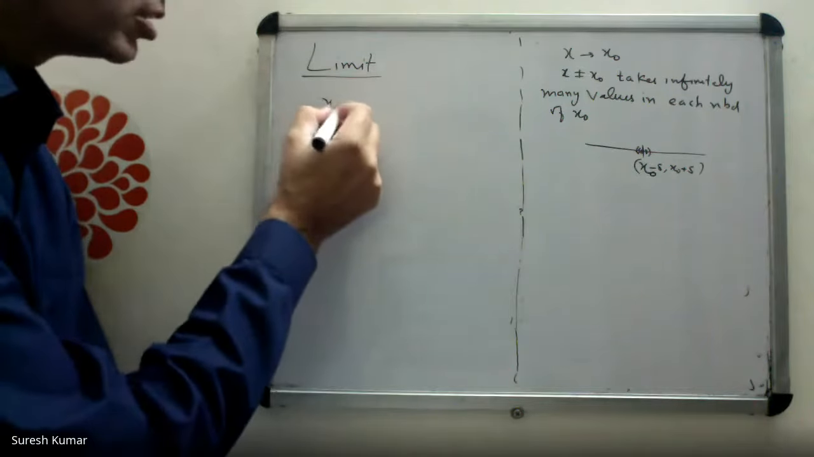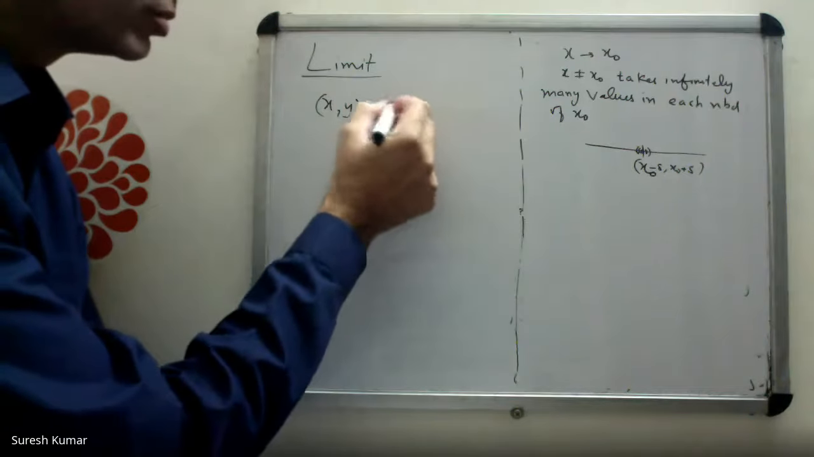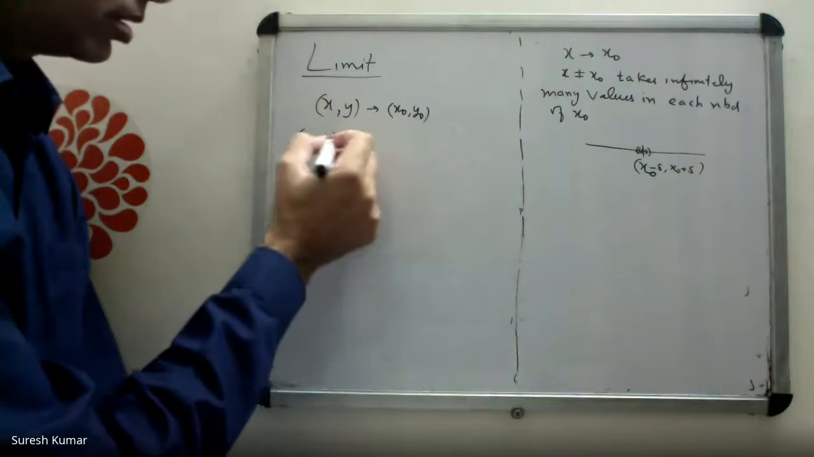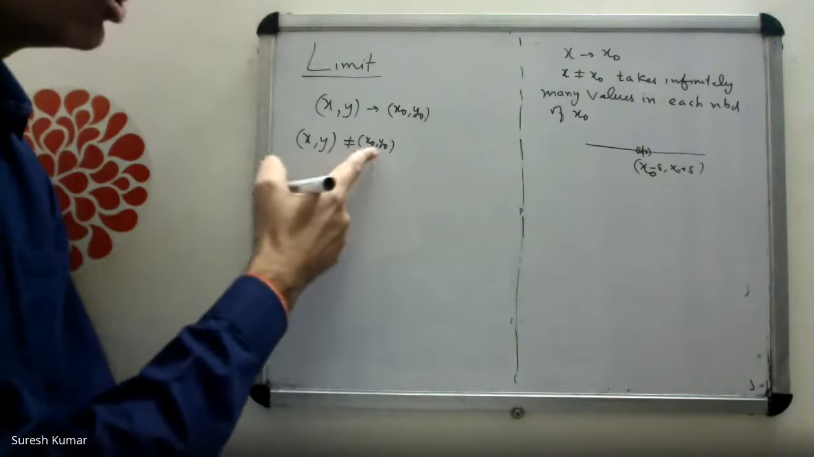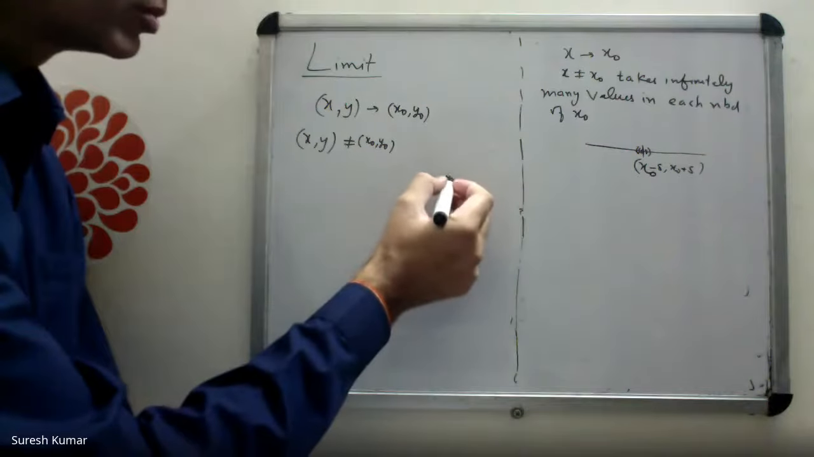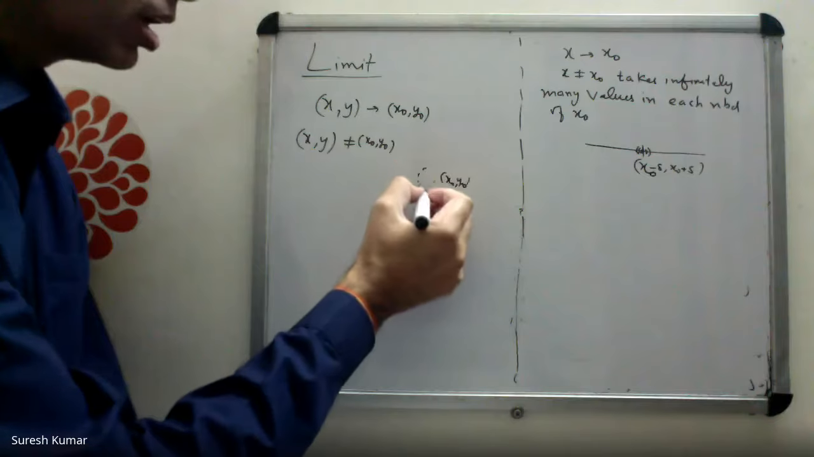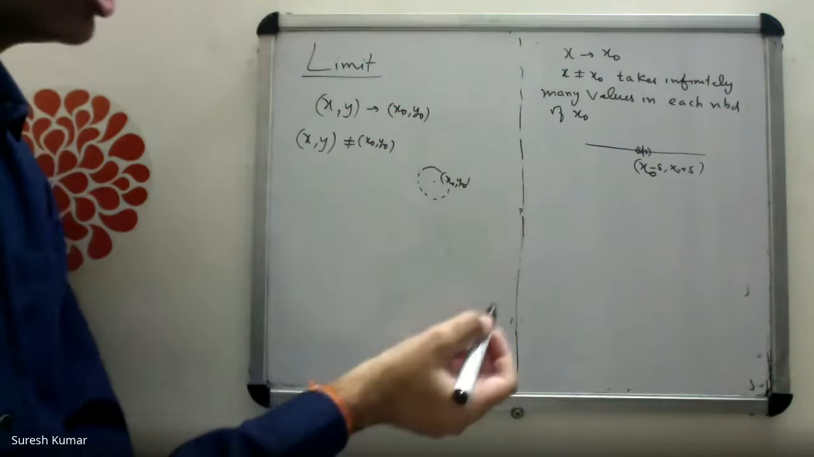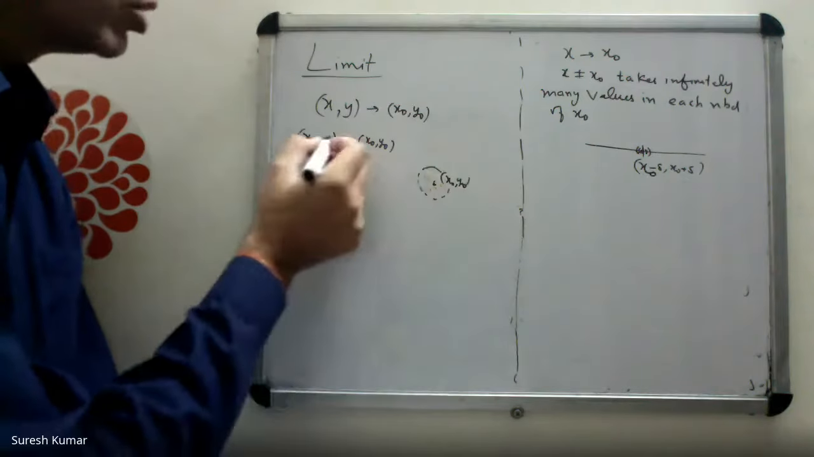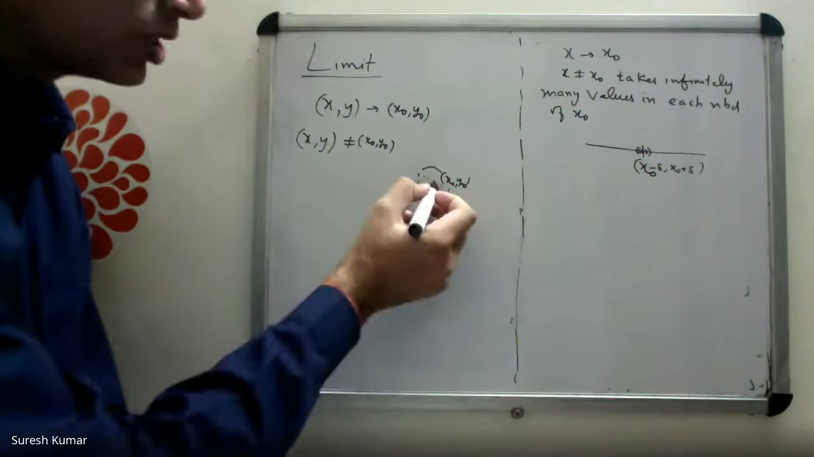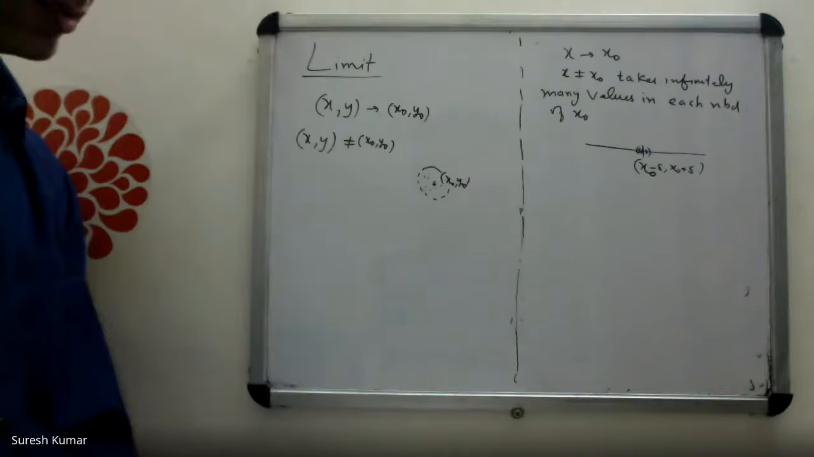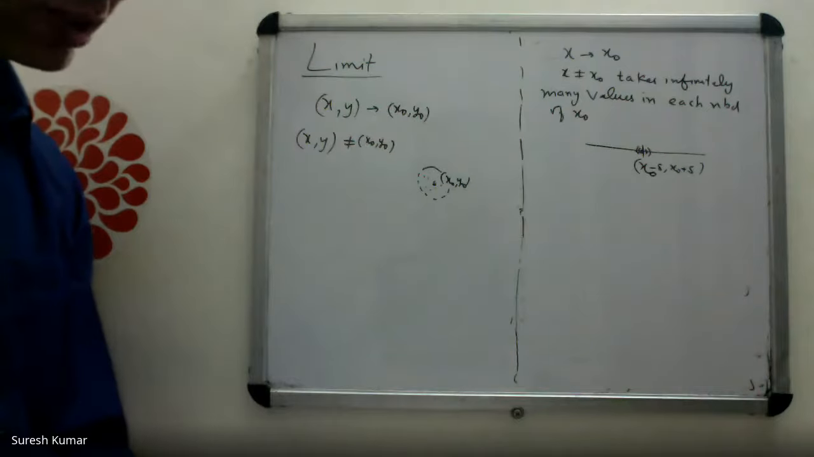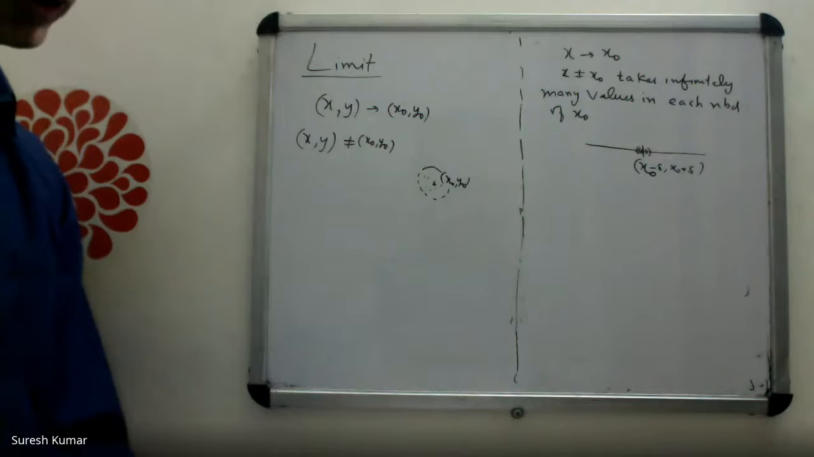Same definition you can write for (x, y) going to (x0, y0). If the pair of variables (x, y) not equal to (x0, y0) takes infinitely many values in each neighborhood of (x0, y0). Now what is a neighborhood? An open region in the xy plane around (x0, y0). So in each neighborhood, however small it is, there are infinitely many values of (x, y). That means (x, y) is really close to (x0, y0). That is the meaning of close to. Same way you can define it for three variables if you like. Do you understand the meaning of x tending to x0 now?